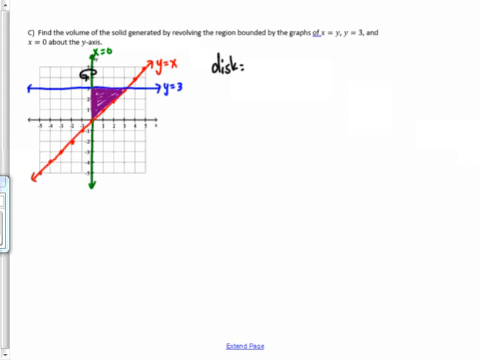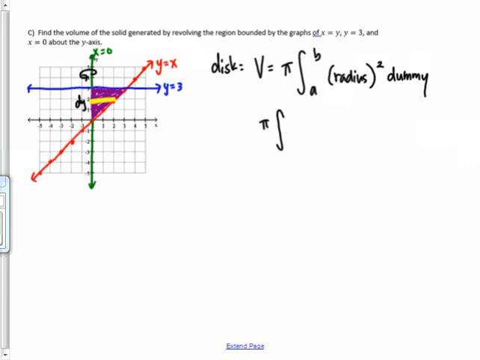All right, so my formula is pi integral from a to b radius squared times the dummy. So I am going to draw my slice for disk, all right, perpendicular to the axis of rotation. So I'm drawing my rectangle like that. And which axis did I hit? I hit the y-axis, so that's a dy. Right now, get A and B off that y-axis. So I'm going from 0 to 3.